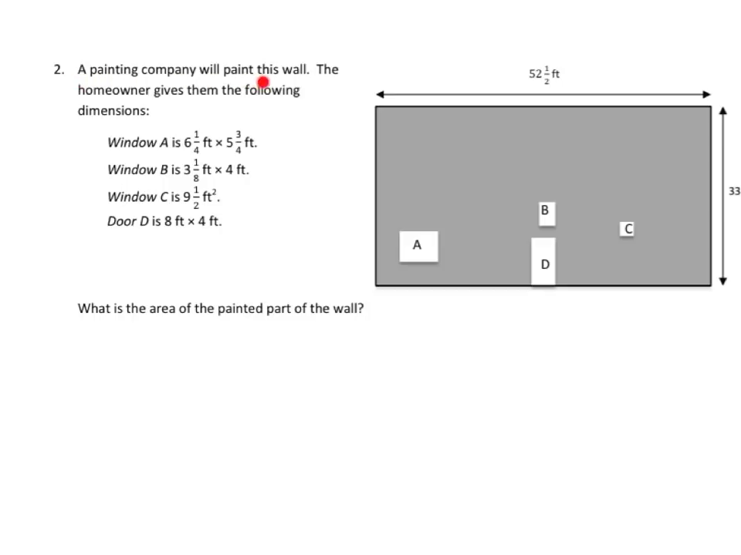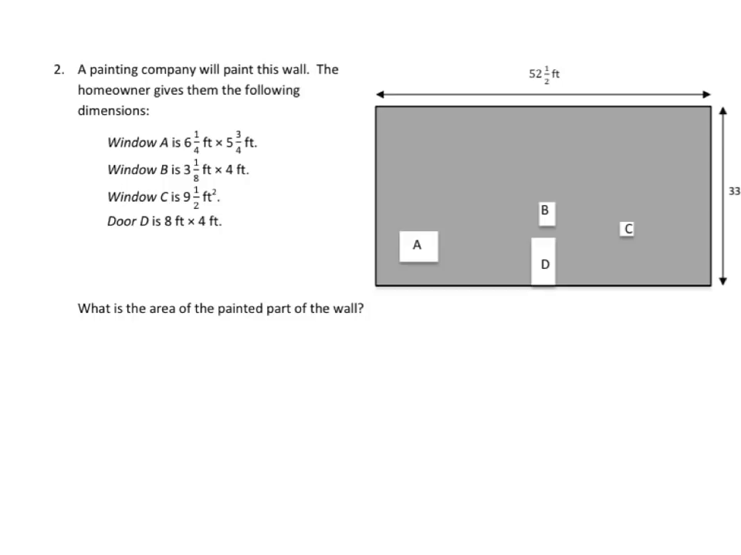A painting company will paint this wall. The homeowner gives them the following dimensions. Window A is 6 1/4 feet by 5 3/4 feet. Window B is 3 1/8 by 4. Window C, this is nice because they actually give us the area here. There's no computation to be done. It's simply 9 1/2. That's one of our breaks. And our second break is the door is 8 feet by 4 feet. And that's really easy to calculate.